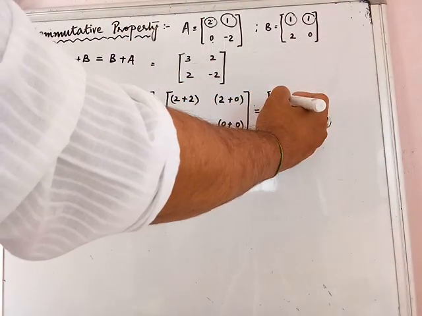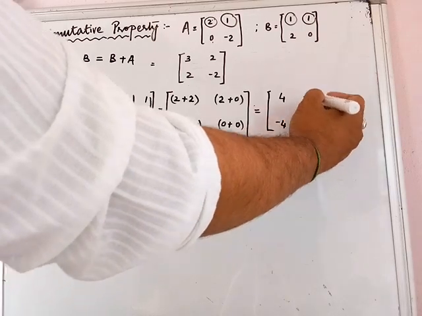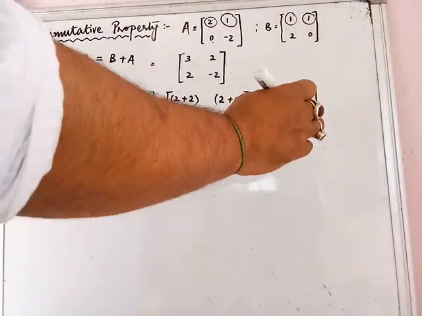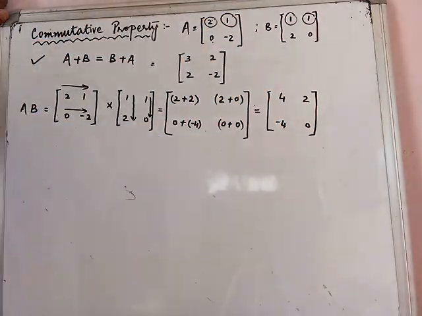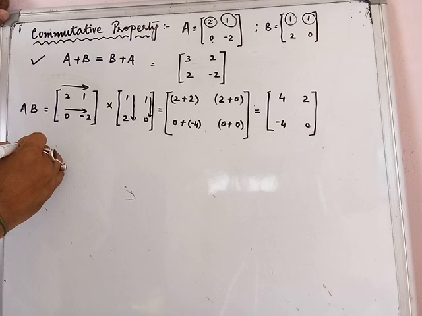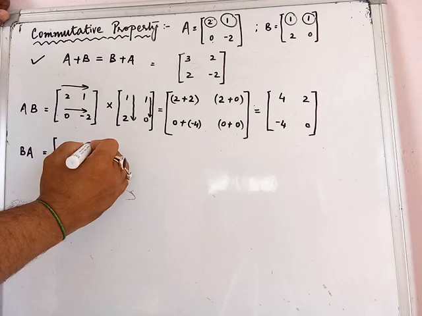2 plus 2 gives you a 4, 2 plus 0 gives you a 2, here you get a minus 4 and here you get a 0. Okay, so that is your product AB when A is in the front and B comes in the second place. Similarly, now let us check the product B into A.